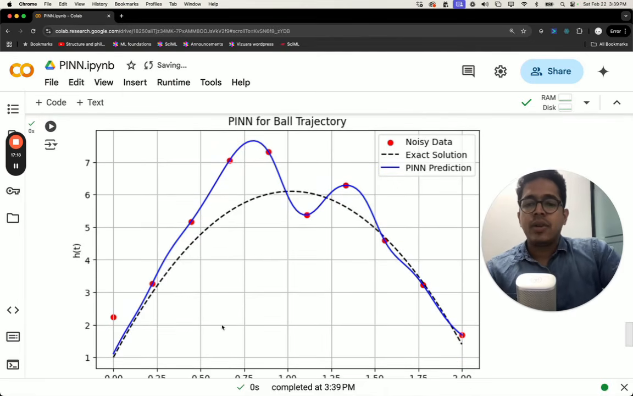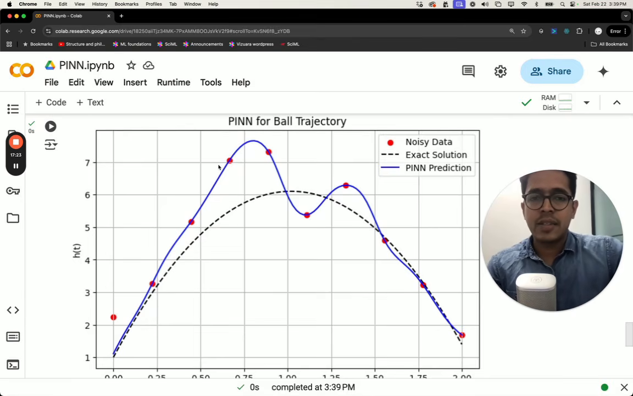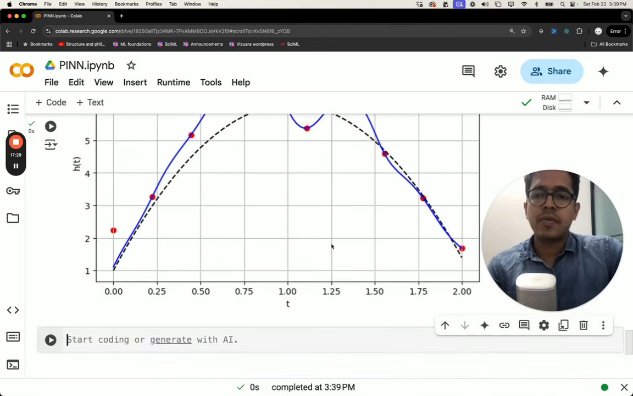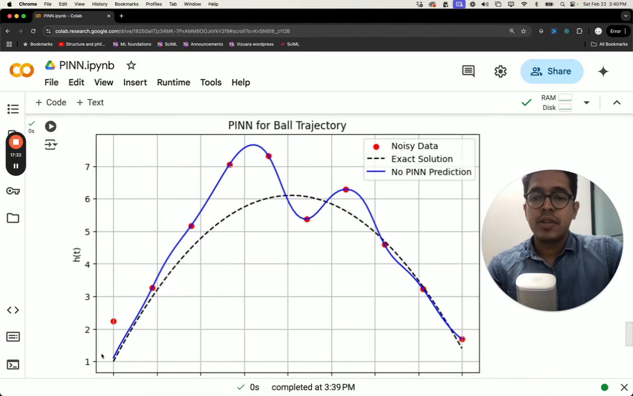You see? So now the neural network is making predictions in a weird way, because here PINN is not there. Although here I have written PINN prediction, this is technically no PINN prediction because the ODE loss we have kept to be 0. So see, this is the problem.